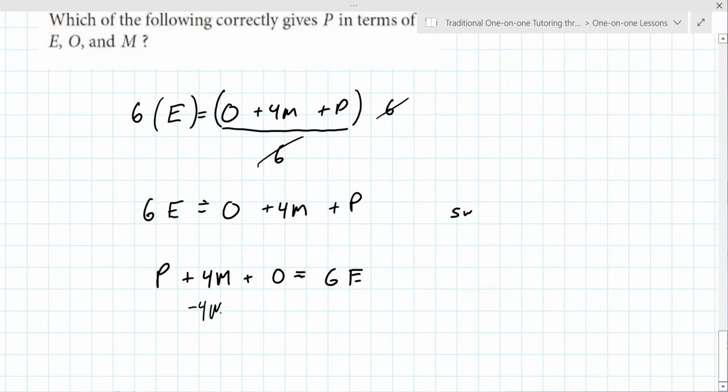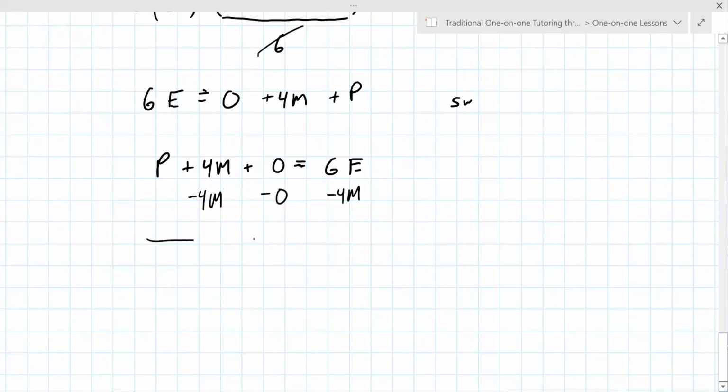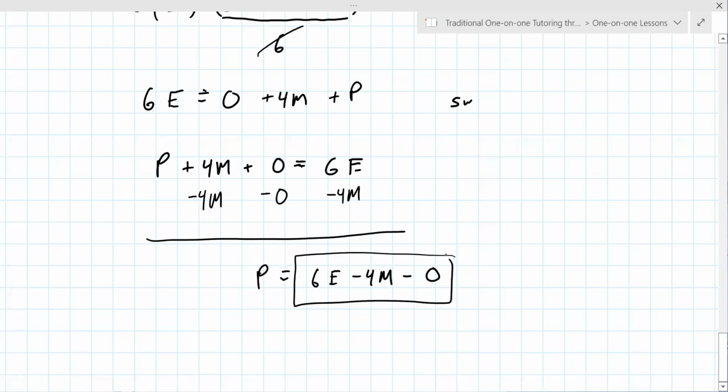Subtract 4m from both sides of the equation. Subtract O from both sides of the equation. That's what I was looking for, and I think that's what you meant. We just weren't using the same words. Now if you had written this, that's great. Okay, yeah, that's what I got.